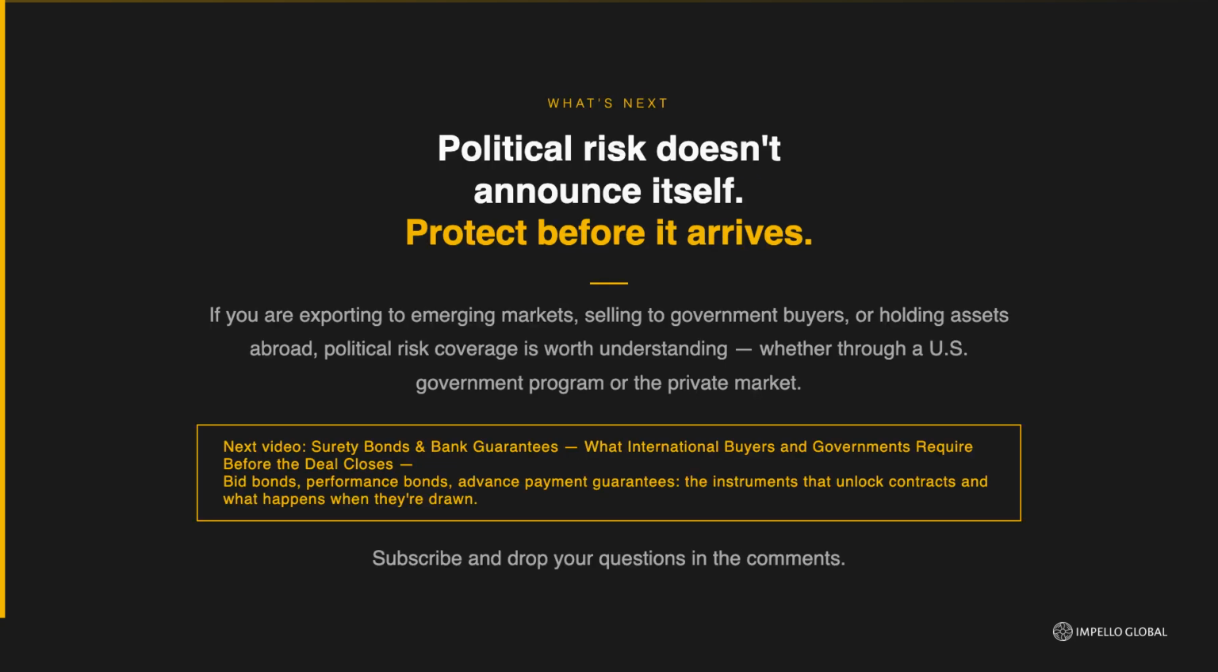Political risk does not give you a warning. Governments change, policies reverse, conflicts escalate, often faster than the news cycle suggests they might. The businesses that tend to be well protected are the ones that built coverage into the transaction structure before something happened, not the ones scrambling to understand their exposure after the fact. If you are exporting into emerging markets, selling to government buyers, or holding equity or assets abroad, political risk coverage is worth understanding, whether through EXIM Bank, DFC, MIGA, or the private insurance market.